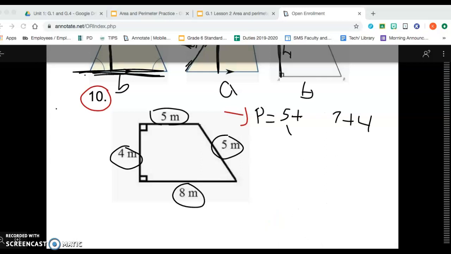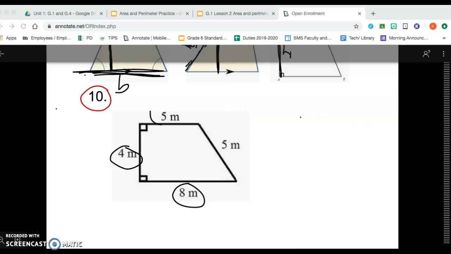Okay, so now I'm erasing, so we have room for the area. Right underneath where you did perimeter, we're going to go ahead and do area. Remember, I'm going to write out the formula again. You don't have to write out the formula since we just wrote it above.